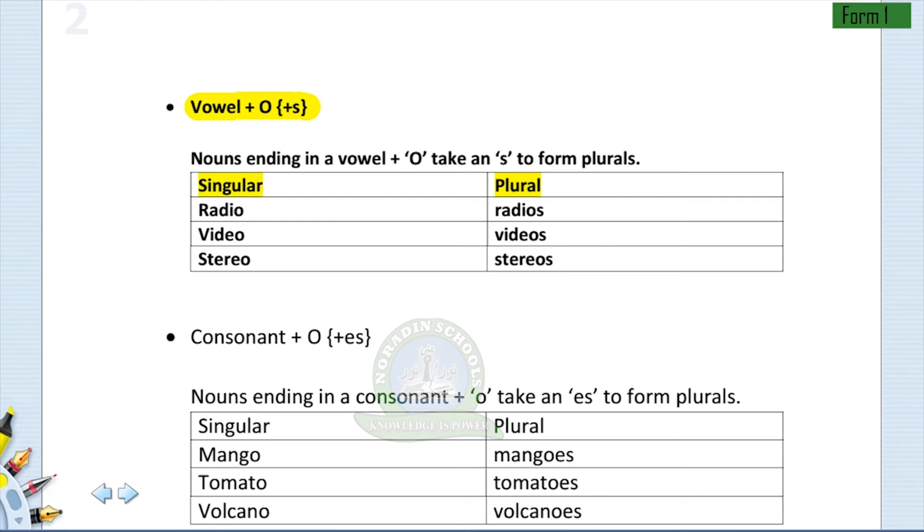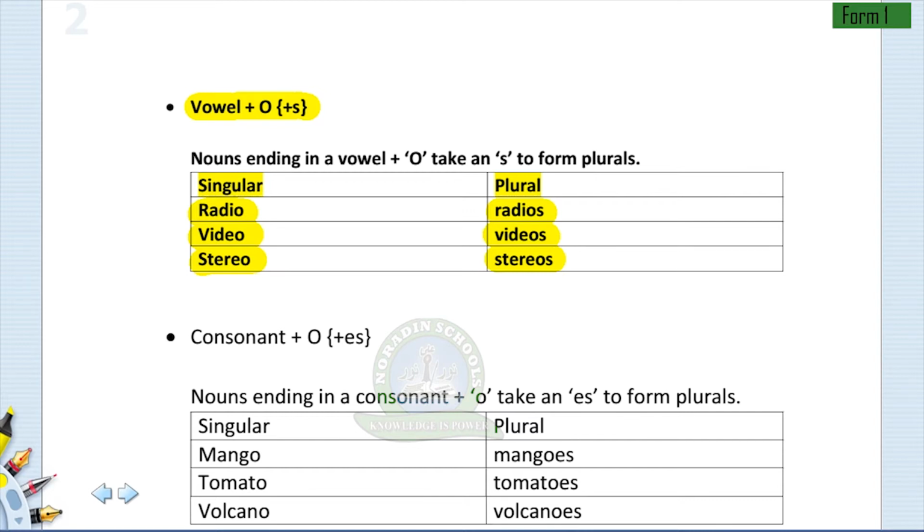For example, radio, radios, we are not adding es here. Video, we have o plus a vowel. Therefore, we add only s. Video, videos. Stereos, we add only s.